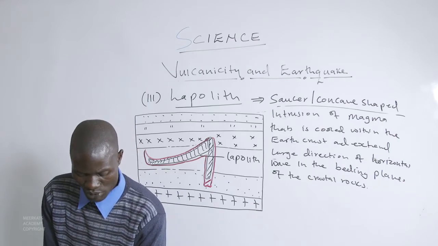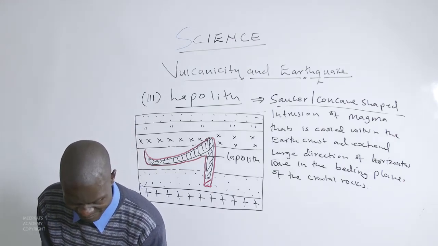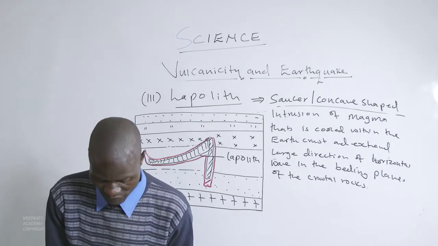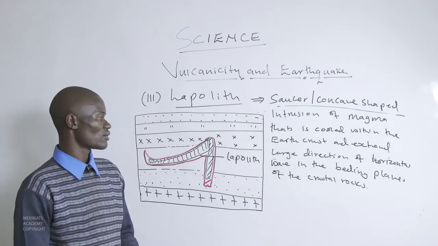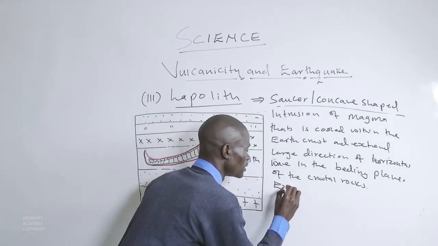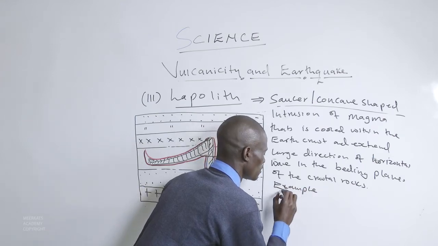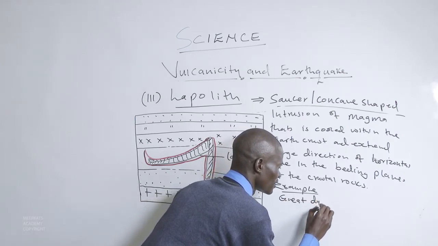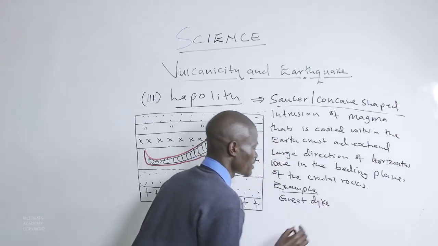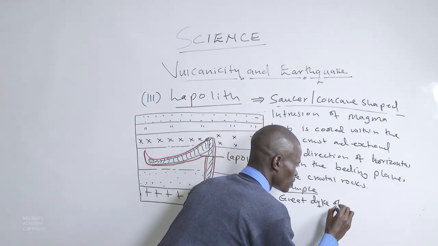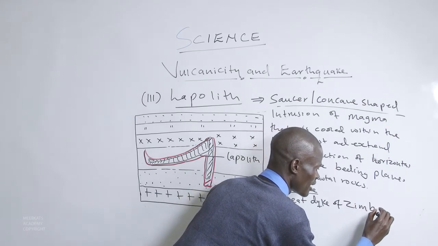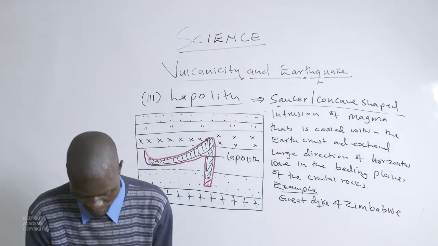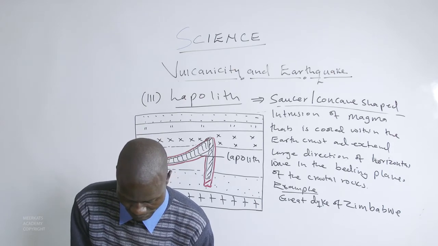Therefore, we'll also be able to look at an example that is found in Africa. We call it the Great Dike of Zimbabwe. The best example, we have the Great Dike. When it is exposed on Earth's surface, it is referred to as a Great Dike. And this one is found in Zimbabwe. We'll also be able to look at Laccolith, how it is formed.